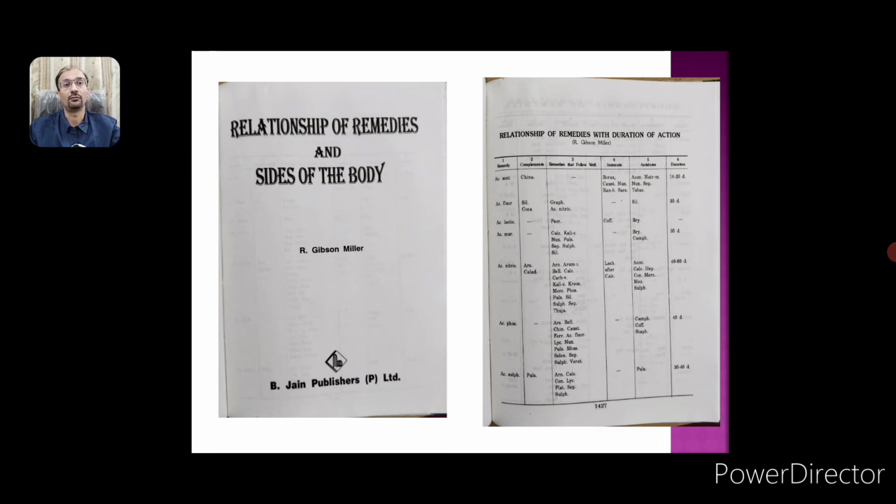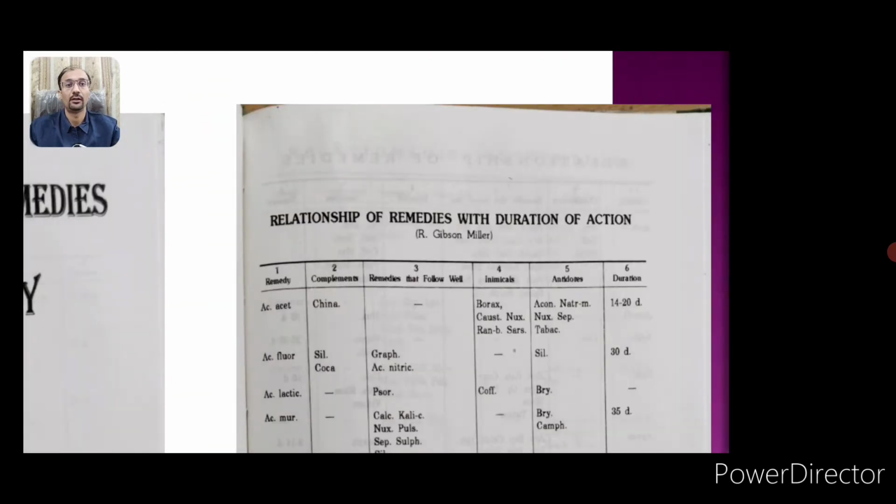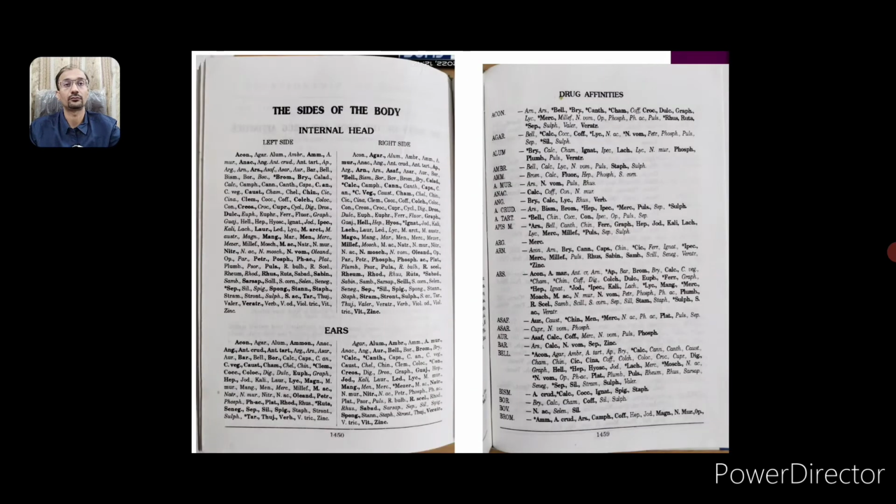Here are the pages of that book: relationship of remedies, sides of body. The relationships are given under different headings: the name of remedy, the complements, remedy that follow well, inimicals, antidote, and also the duration of action. Sides of the body and drug affinities.